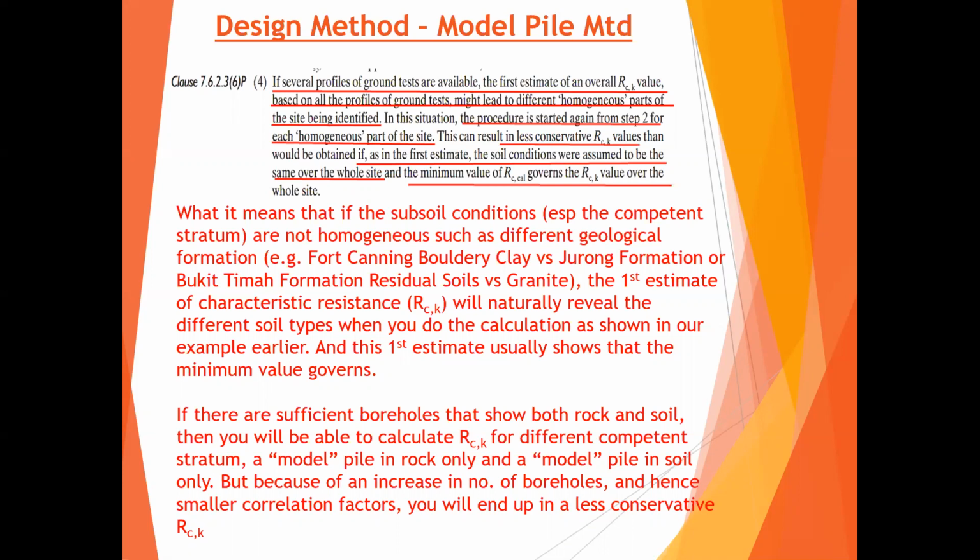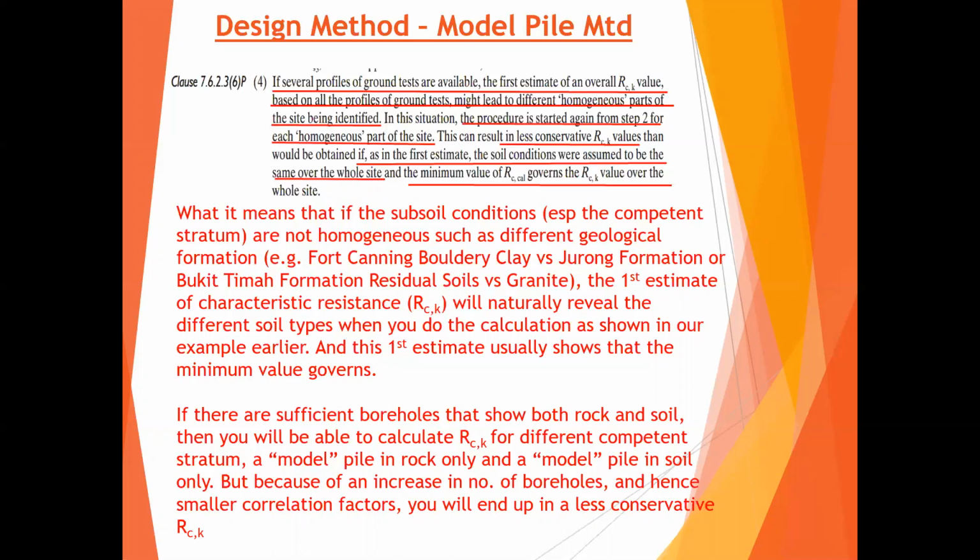So what it means is that in subsoil conditions, especially the competent strata, they are not homogeneous. At different geological formations, you may have Fort Canning Boulder Clay overlying the Jurong Formation, or Bukit Timah residual soil overlying the granite, like in our case. The first estimated characteristic resistance will naturally reveal the different soil types. It is very obvious. This estimate usually shows the minimum value governs, which is true. So you see, you have soil, you have rock, confirmed, no need to check. You also know the soil will govern, given the shaft friction and the end bearing are lower.